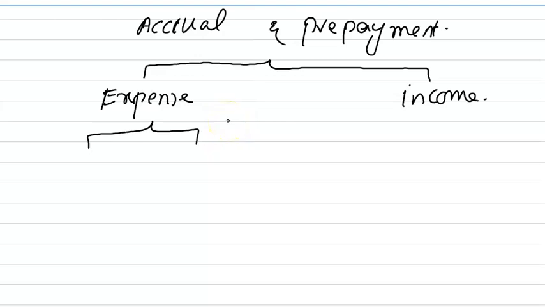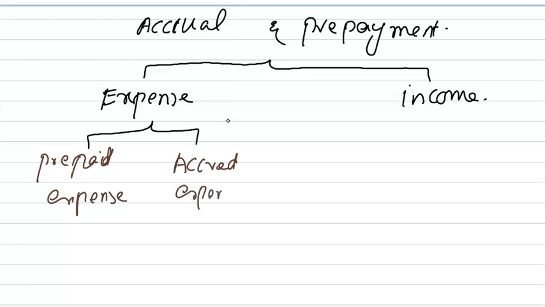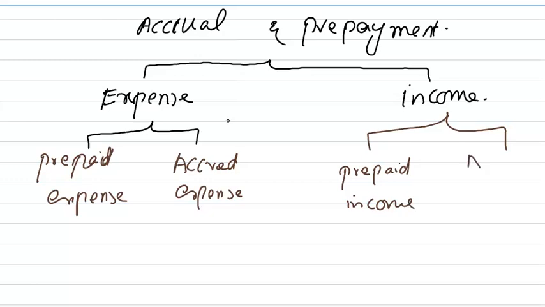Okay, we're talking about the accrual and prepayment. It can be accrued expense. So it can be an expense for one party and income for the other party. This expense can be prepaid, meaning we pay the expense in advance, or accrued expense. And income, same. For the other party, it can be prepaid income or accrued income.